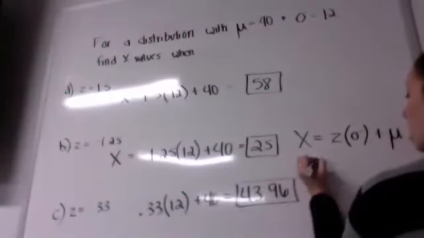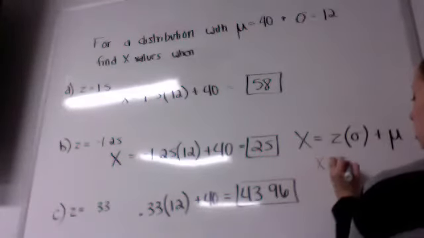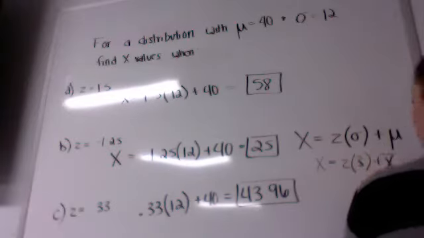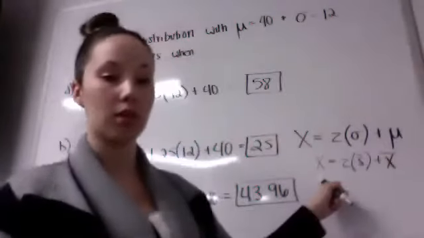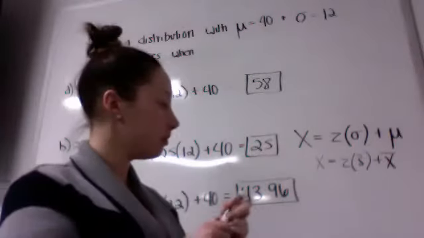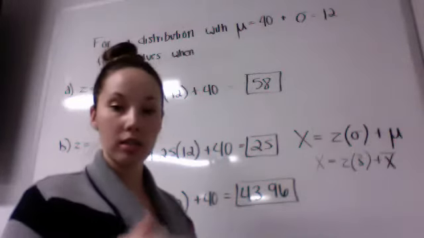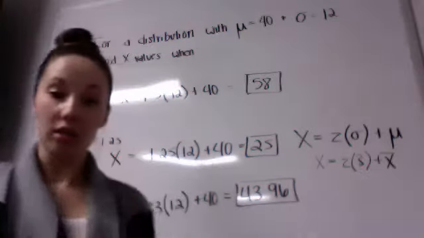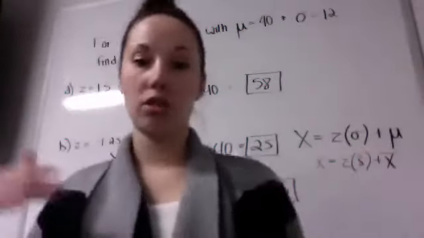Exact same operations, just different symbols. So that's how you would work this with the sample. Same interpretation, same math that you're going to do, it's just different symbols for population and for sample.